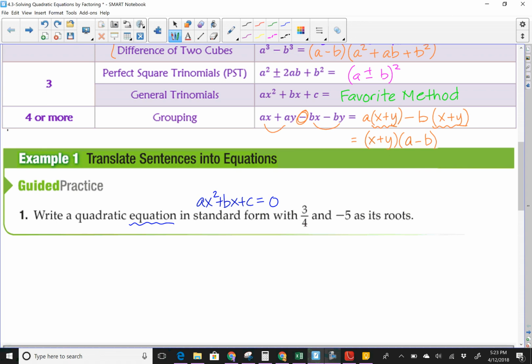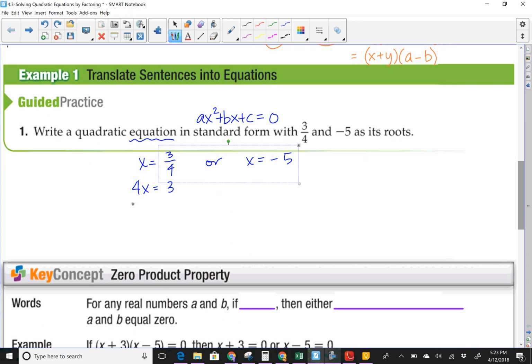So you're working backwards in this process, but you have x equals 3/4, or, and, whichever way you want to put it, x equals negative 5. Get rid of this fraction, multiply both sides by 4, and then set each one equal to 0. So that's 4x minus 3 equals 0, and x plus 5 equals 0. Those are your factors.